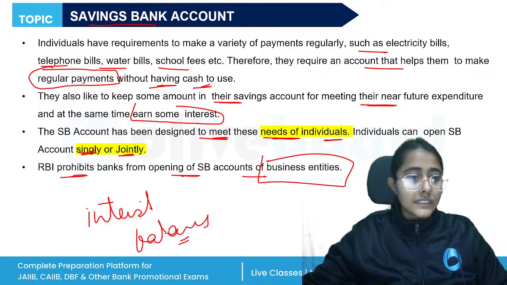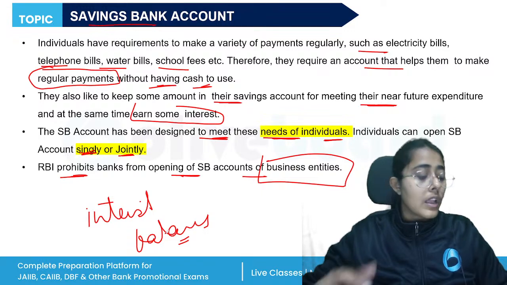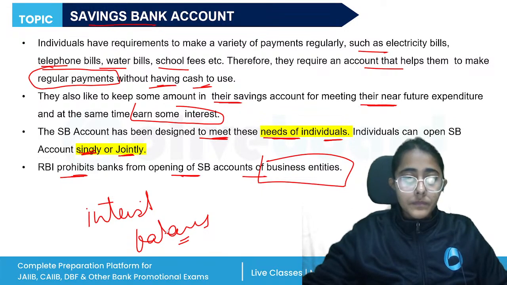For blind persons, and for handicapped, old or sick persons, who is going to maintain the account, and on their behalf who is going to operate the account? So all of these conditions are there.